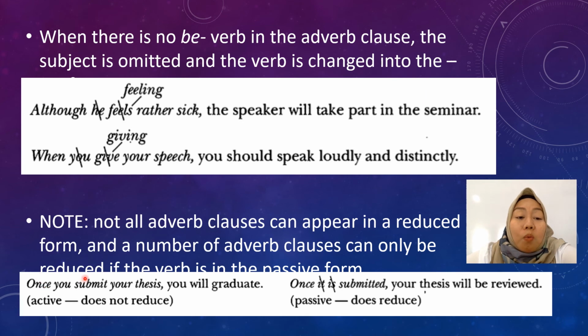We have, once you submit your thesis, you will graduate. See, this is an active one. Once you submit your thesis, you will graduate. If the verb here is active, then it cannot be reduced. Here is the example of an adverb clause with once. You can only reduce it in passive. Here, the example is, once it is submitted, your thesis will be reviewed.